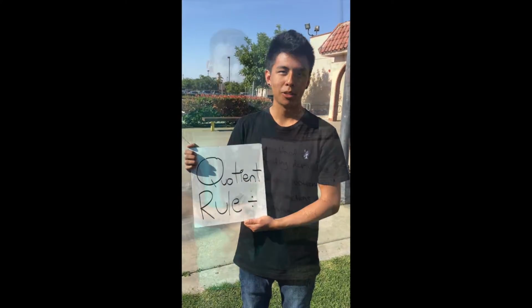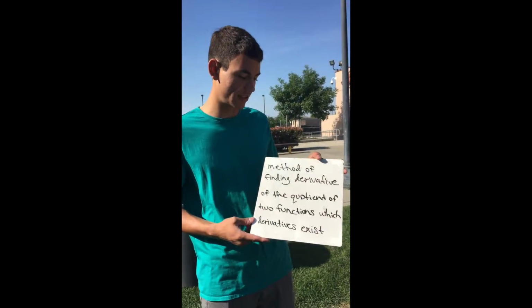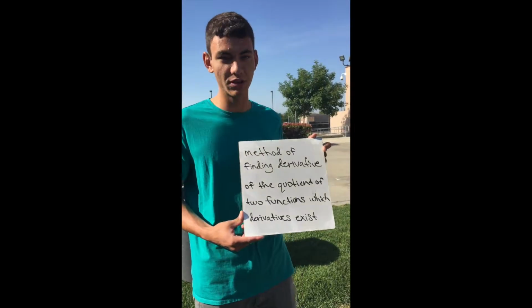Guys, today we're going to teach you about the quotient rule. The definition of the quotient rule is the method of finding derivatives of the quotient between two functions whose derivatives exist.